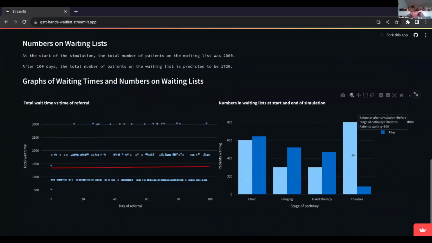And you can see as well, compared to the start and end of the simulation, the number of patients waiting for the theatre list has really come down quite a lot. Meanwhile, the number of patients waiting for therapy or imaging has actually increased. So this also suggests that if you wanted to get further benefits, you might get more benefit by increasing the amount of imaging slots available rather than increasing theatre capacity. And that's something that you could model as well.